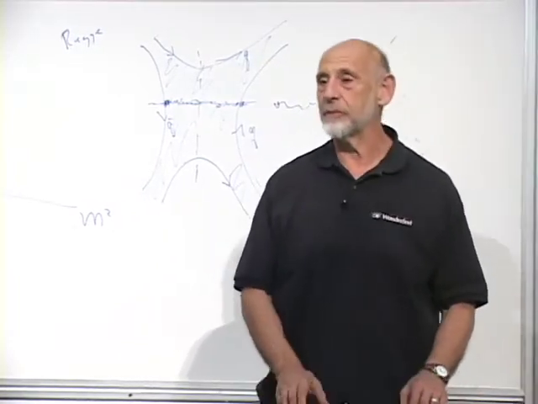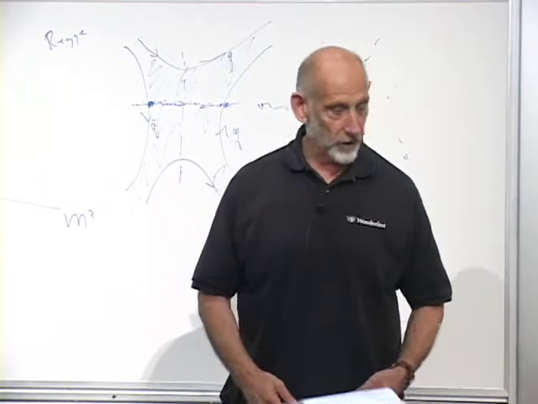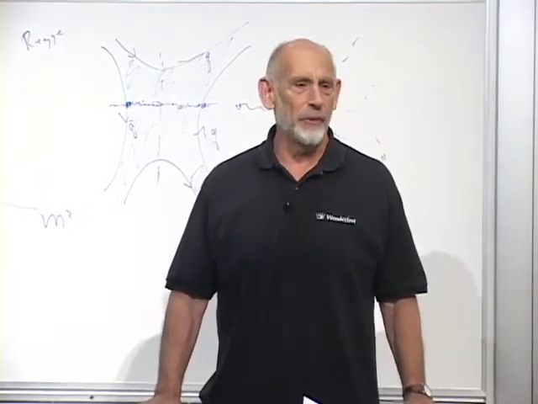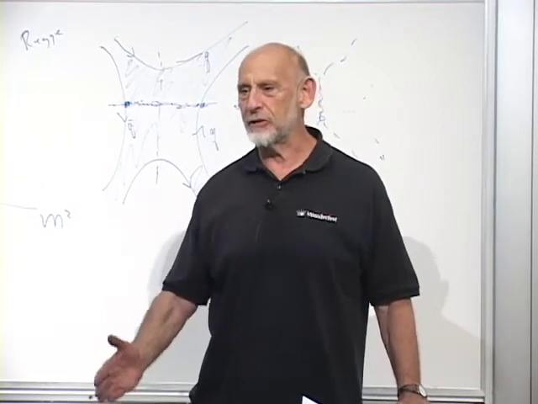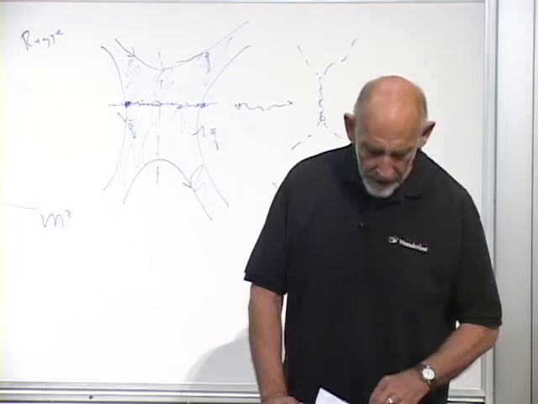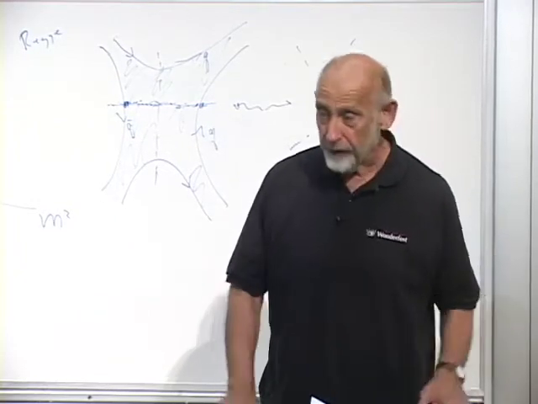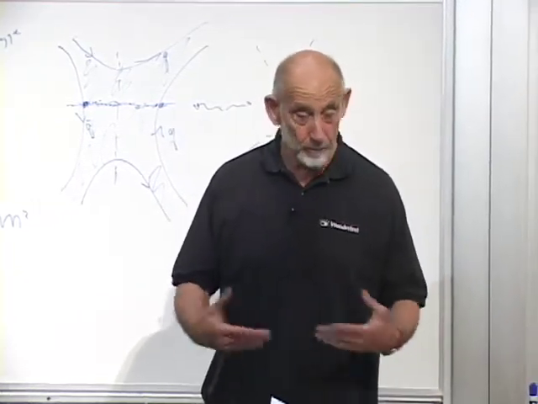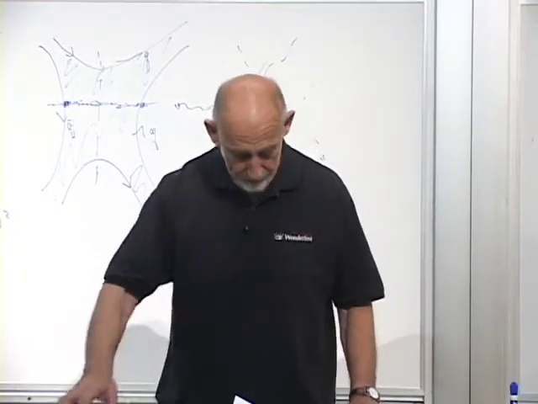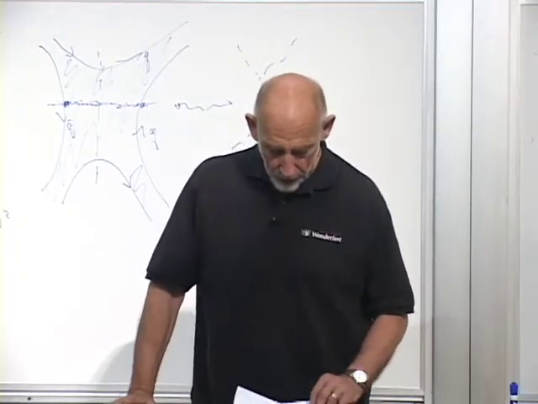And eventually, some smart guys named John Schwarz and Joel Scherk said, wait a minute, maybe we're being dumb. Maybe this is a theory of quantum gravity and not a theory of hadrons. Incidentally, string theory of hadrons finally has been put together with the proper mathematics that does work, but it's a little bit different.